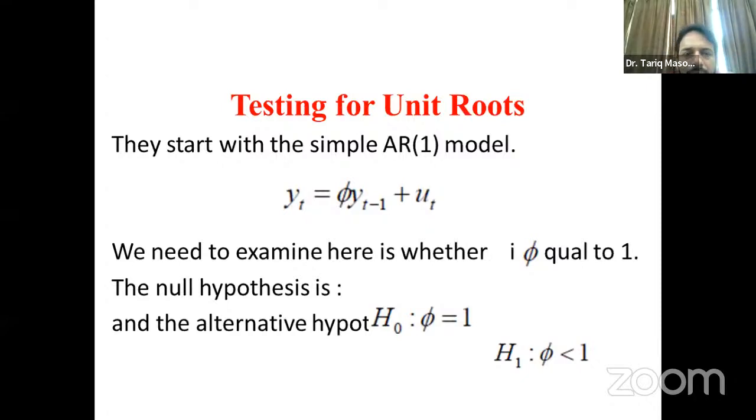Now for first order autoregression, that means yt is simply dependent upon yt minus 1. There is no higher order autocorrelation if the series is following this simple path. In this case, the test of unit root is basically a test of whether phi is equal to 1 or not. If phi is 1, there is a unit root, and if phi is less than 1, there is no unit root.